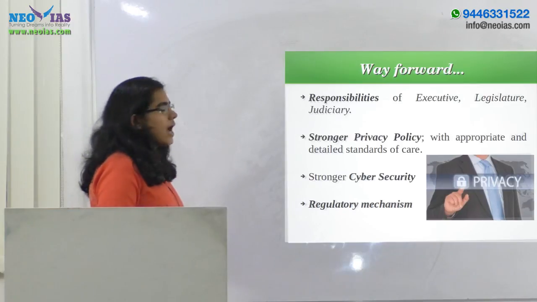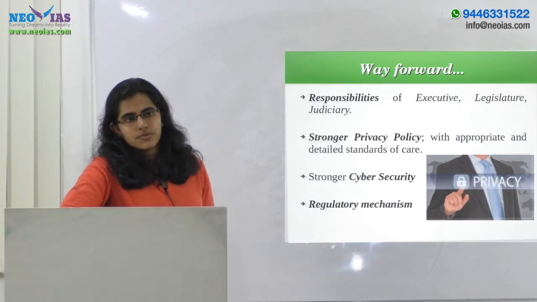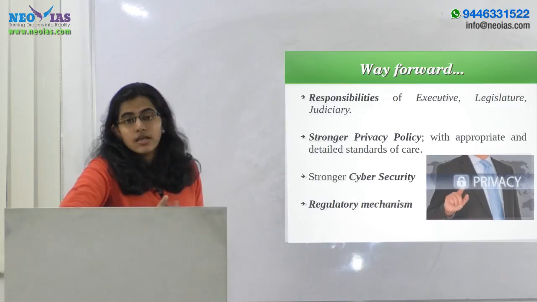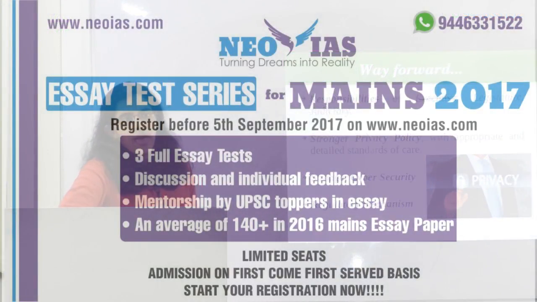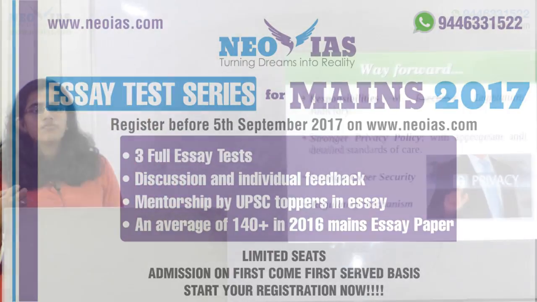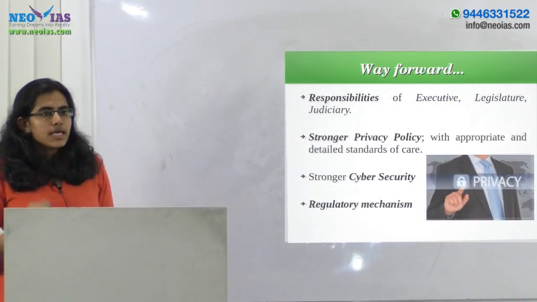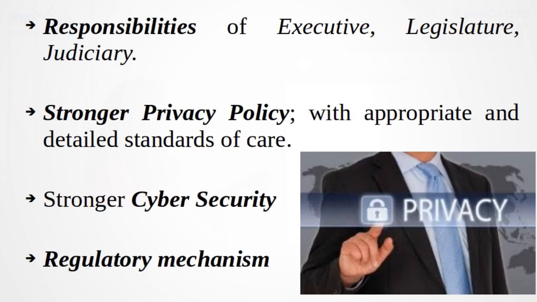And then you need a regulatory mechanism. For instance, an independent regulatory authority can be set up, directly accountable to Parliament, which will look into the handling of data issues and be responsible for any mishandling. So these are the various aspects: the responsibility of the executive, legislature, and judiciary, as well as a stronger privacy policy, stronger cyber security, and a proper regulatory mechanism. These are the main things to ensure that the right to privacy remains intact.